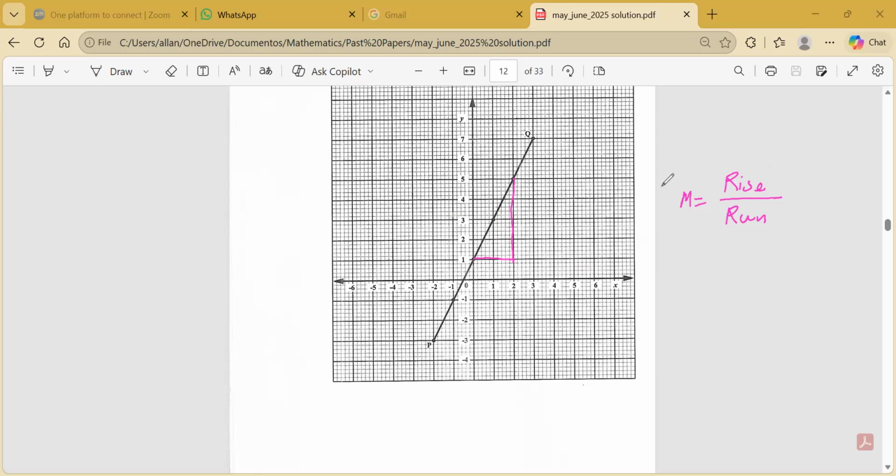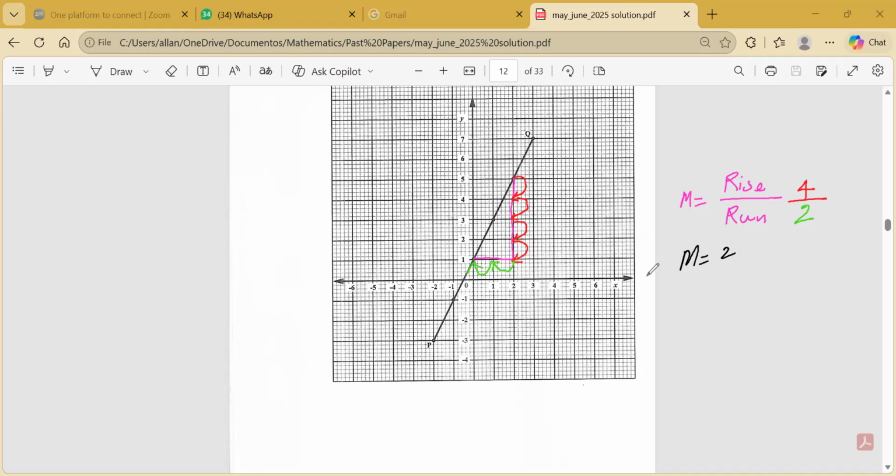So the rise would be how many squares? You have to check 1, 2, 3, 4. So that's 4. The run, so you have the y-axis, y2 minus y1. The x-axis will be 1, 2. So the gradient is 2. Everybody okay with that? Yes, sir. So m is equal to 2.